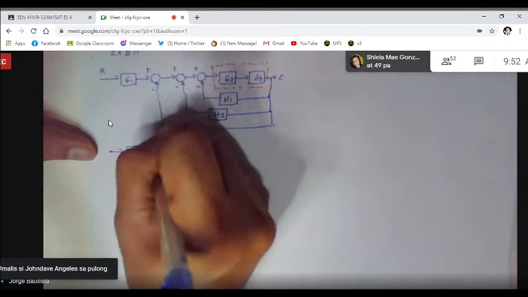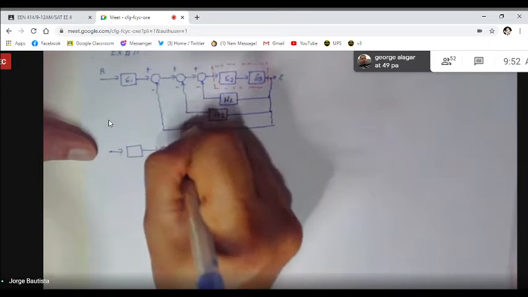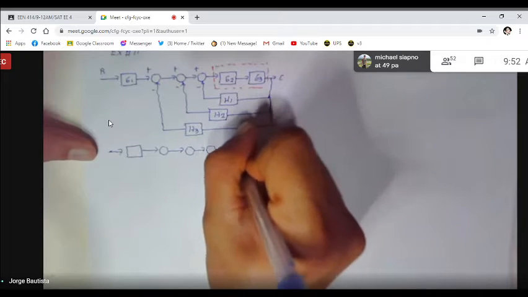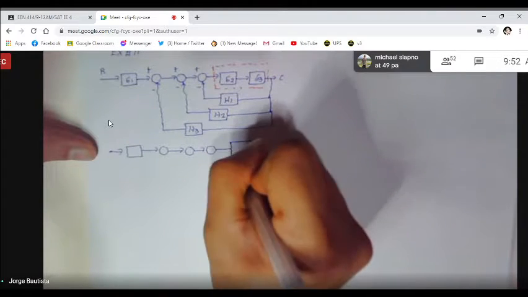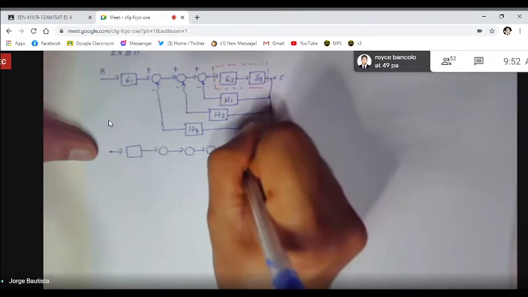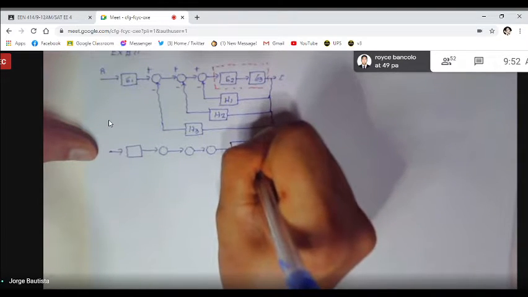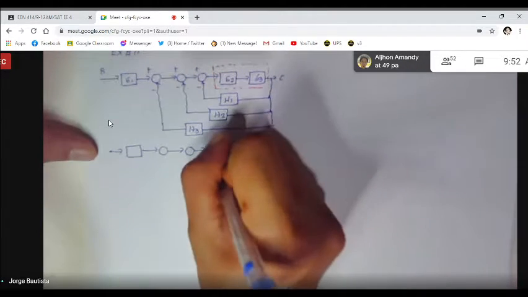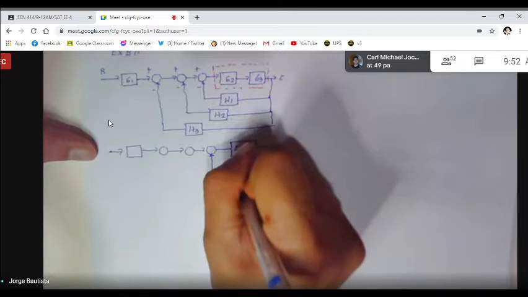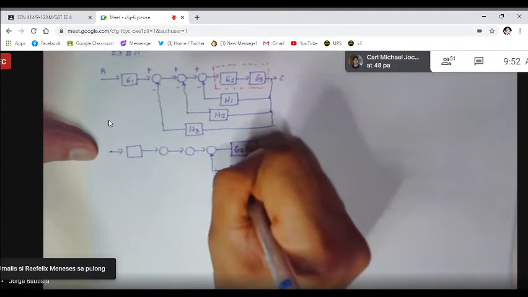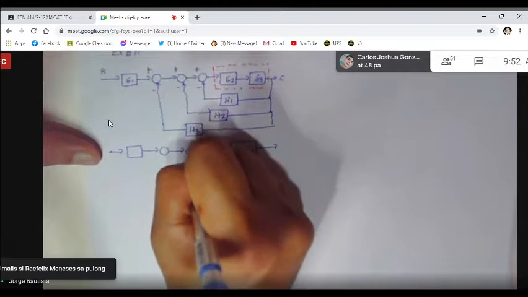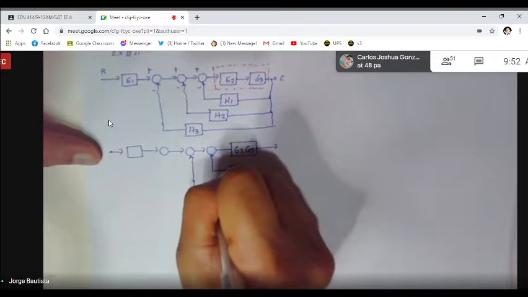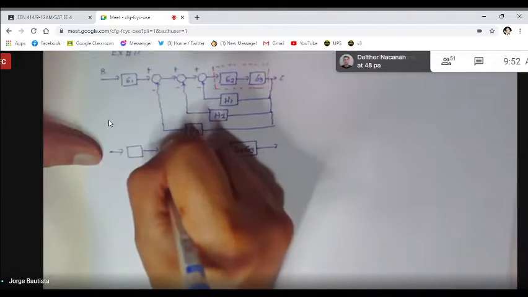So, redraw. Then, meron akong summing point, another summing point. Itatlo yung summing point ko. Okay? Then, isang block na lang ito. That is represented as G2 multiplied by G3. Yan. Okay, so you have the C. Okay, so we have the H1. Then you have the H2. Okay. And you have the H3.